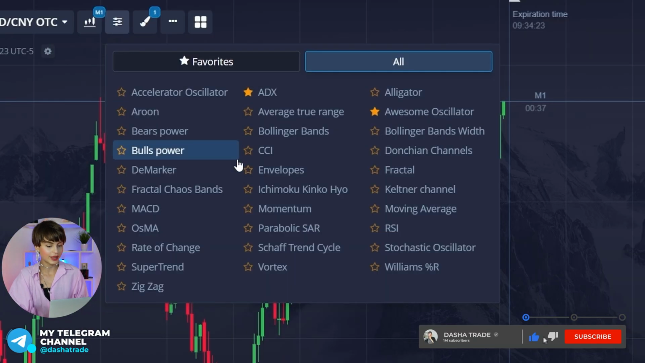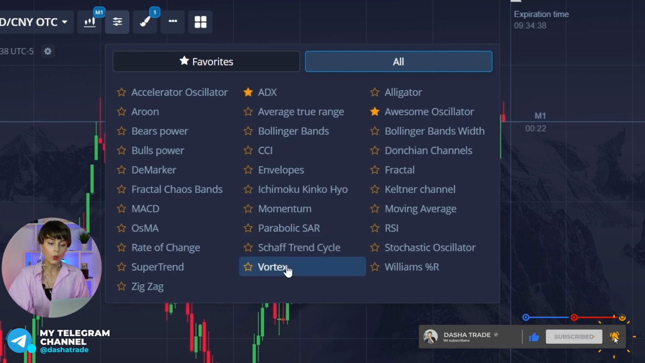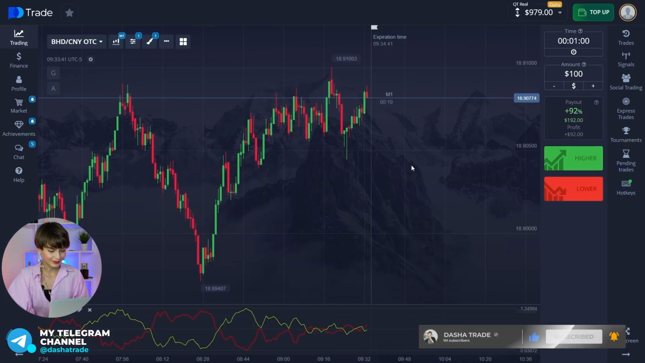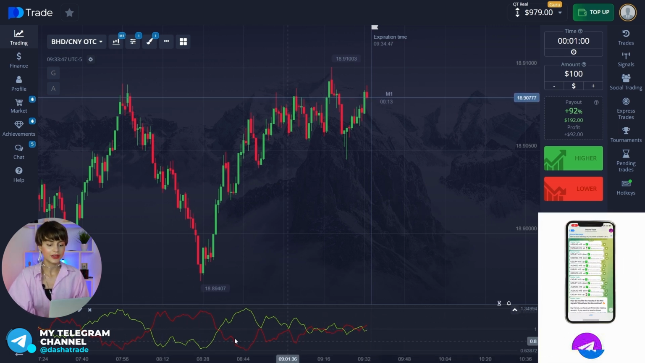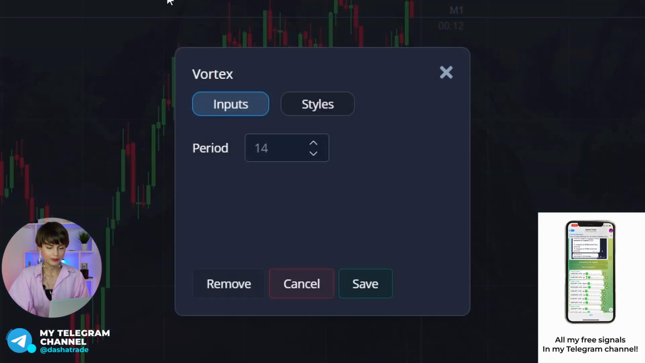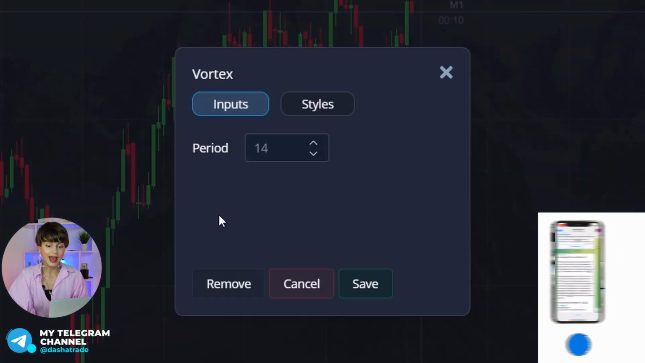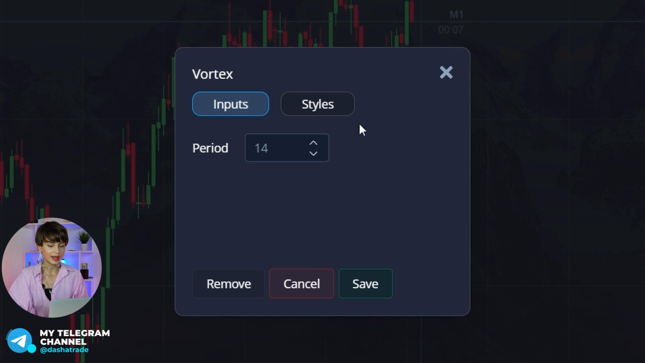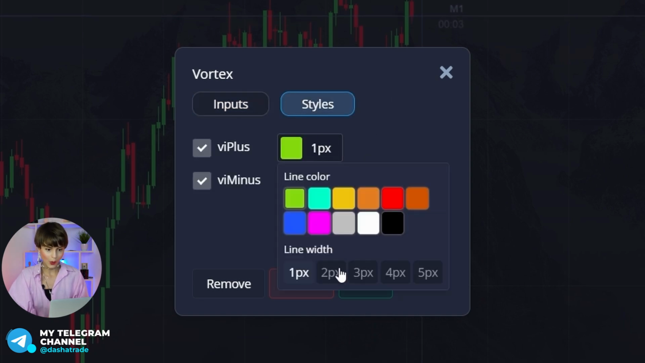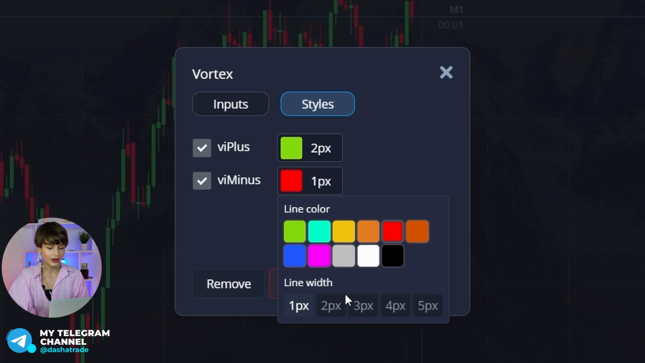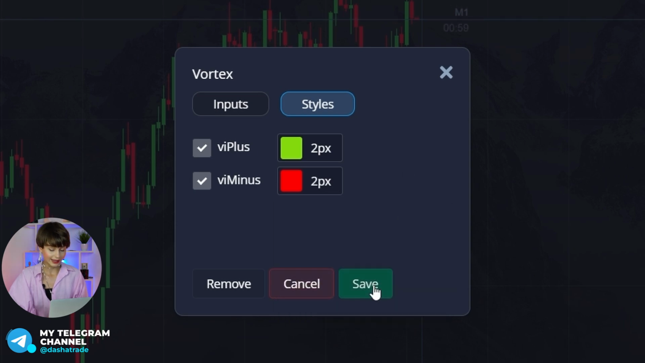Let's apply it. We click indicators and find the required indicator. Today we need Vortex. Let's apply it. And as you see, the required intersection lines appeared on the indicator and we are guided by them. Let's manage inputs. Please set the same parameters that I have. Most of all, I have basic ones. Styles remain the same, and you know what? Let's make those lines 2 pixels thicker, and click Save.